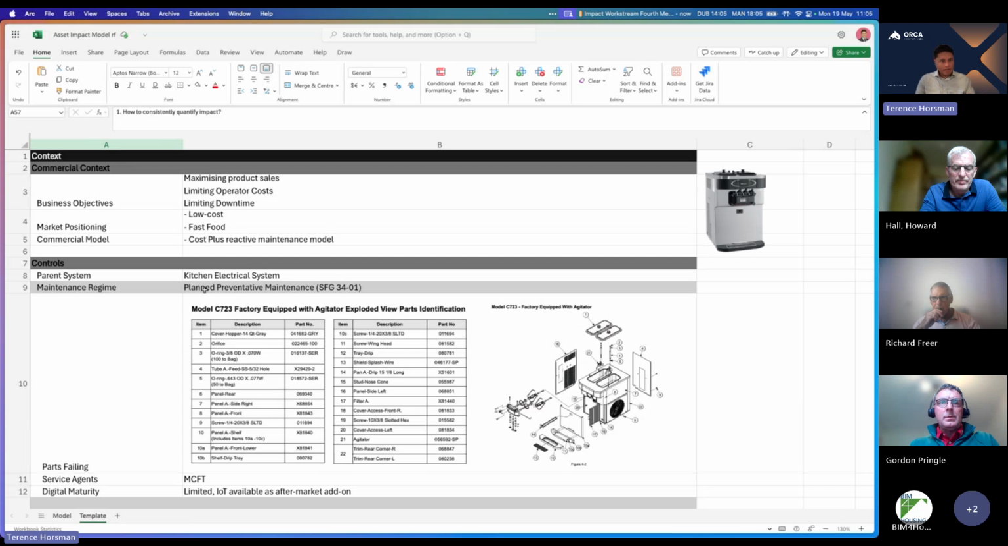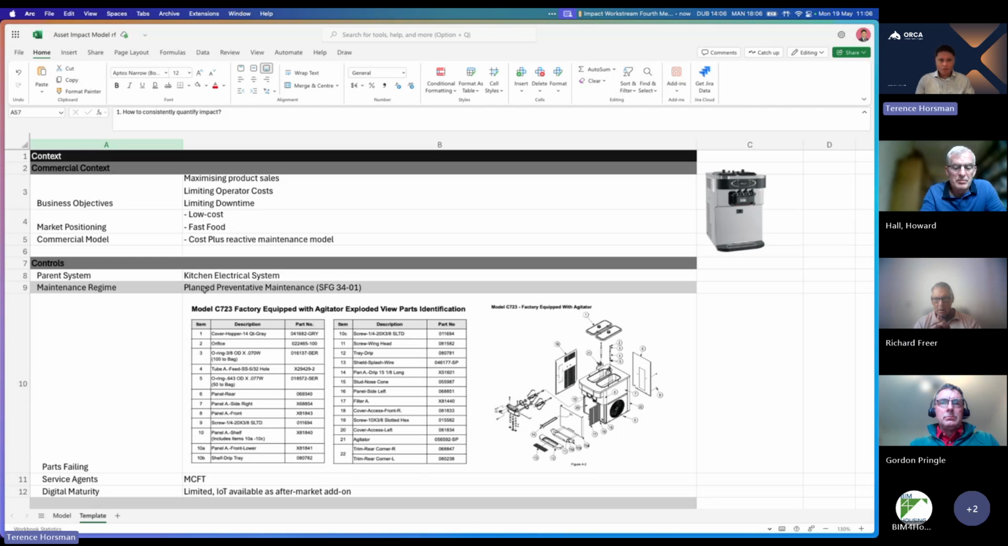So for an ice cream machine, right? We're looking at McDonald's in the Philippines here. We're trying to maximize product sales. We're limiting operator costs, so that it needs to be as accessible as possible. Limited training, get up and go. Limiting downtime because you want to maximize product sales. Market position is clearly low cost products, fast food. This isn't five-star dining.